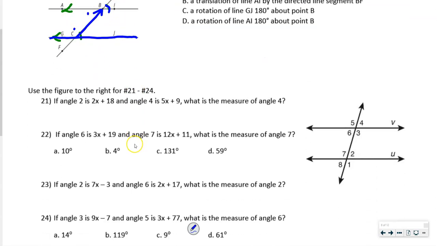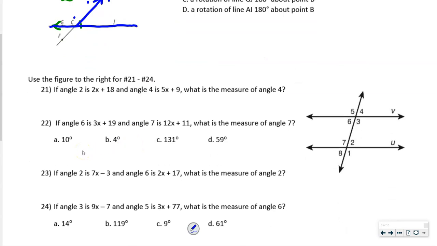So, all right, number 21 says using the figure at the right, what is the measure of angle 4? Okay, so the only thing that's missing in this drawing that should be there, y'all, is that these are parallel, okay? So it should say that somewhere. And so basically what we're looking at is angle 2 and 4. 2 and 4, these are corresponding angles, which means they are equal, right? Okay, so we're going to say 2x plus 18 equals 5x plus 9. I'm going to subtract the 2x from both sides.